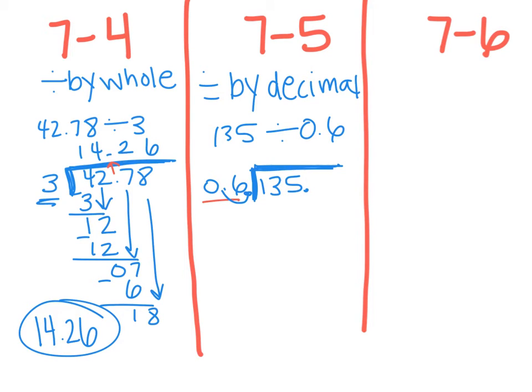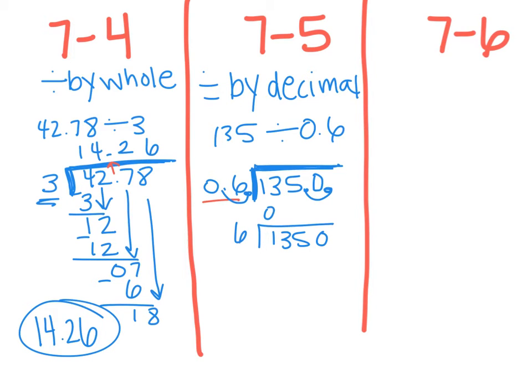And so I'm going to do the same thing over here. I'm going to move my decimal to the right once, and I fill in that blank spot with a 0. So now I just have 6 and 1,350 inside the little house there. So then I can divide just like normal long division.